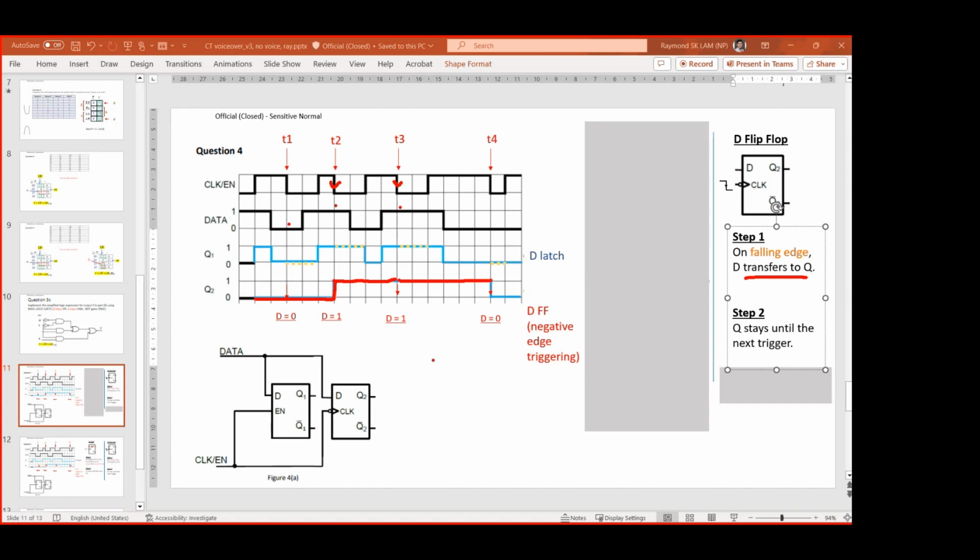Yeah. And this one, can you tell me at this instant what happened? It goes low, it's a falling edge. Yeah, D is low, then Q will be low. All right. Then after that you go to step 2 already. Step 2 means it will stay low until the next trigger. Yeah. Can you understand?